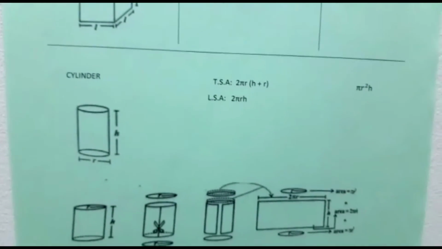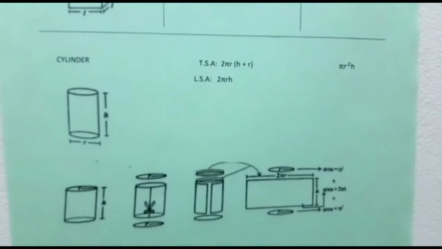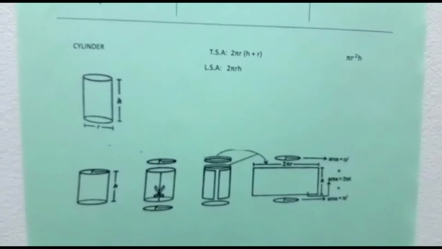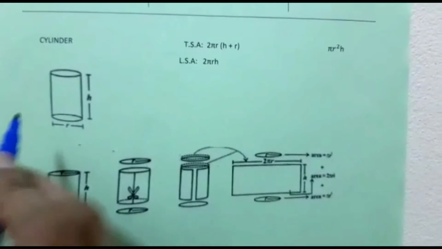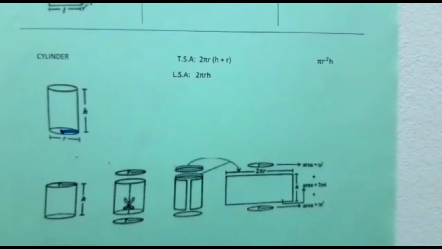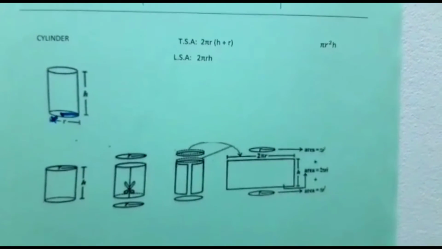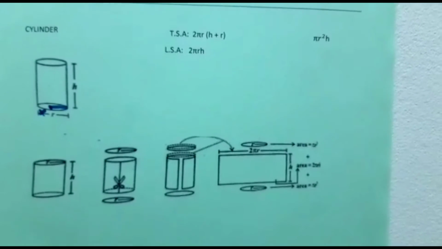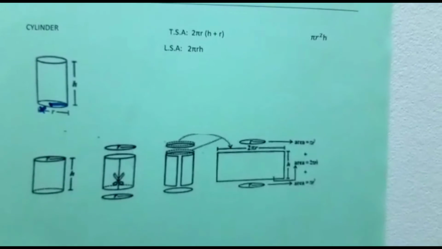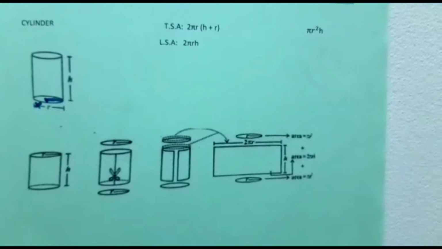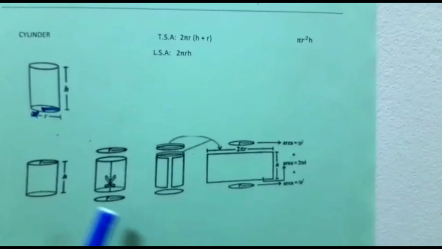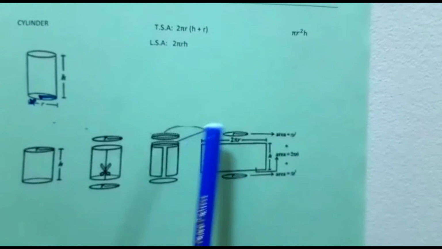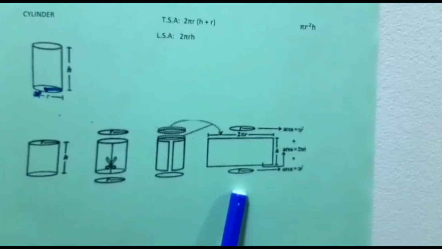Next solid shape is the cylinder. It has a curved surface, like the shape of a pipe. The top and the bottom are circular in shape. The radius is from the center to the edge. So r is the radius and h is the perpendicular height. We can find the total surface area, meaning the top, the bottom and the middle surface also. If you cut it along the height, you will get a rectangle in shape, and the top and the bottom are circles.